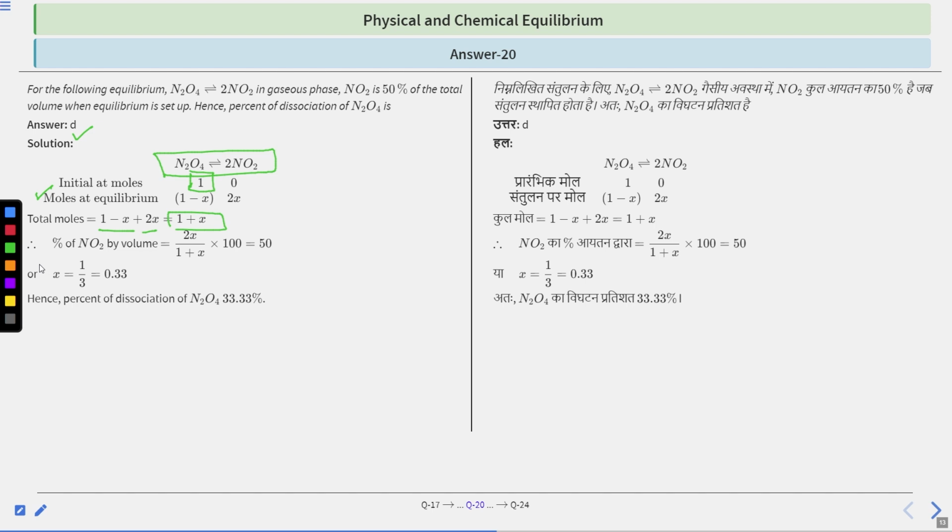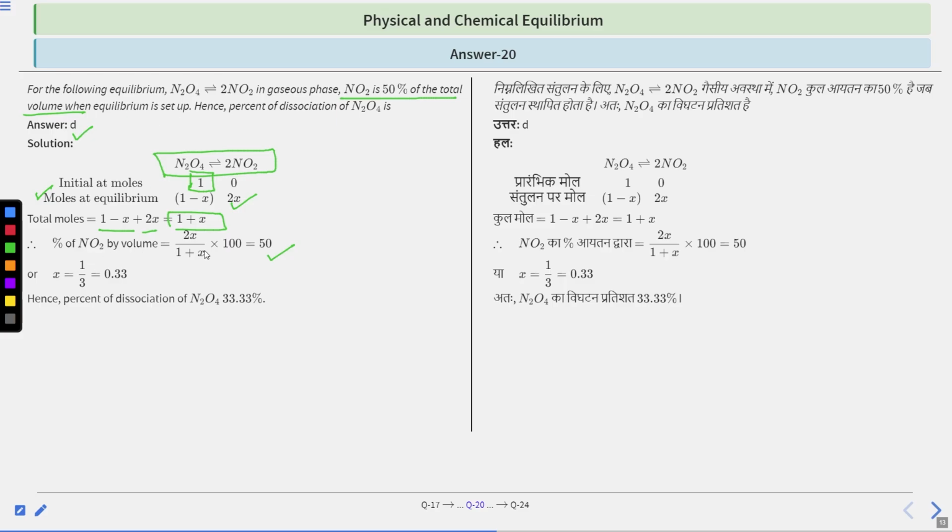Therefore, the percentage of NO2 by volume will be equal to 2x, because we are finding the percentage of NO2, and NO2 at equilibrium is 2x. So 2x divided by 1 plus x total moles, into 100. The percentage is coming out as 50 for NO2. And we can say that x is equal to 1 by 3, which is equal to 0.33, right? This is given in the question, that NO2 is 50% of total volume when equilibrium is set up.